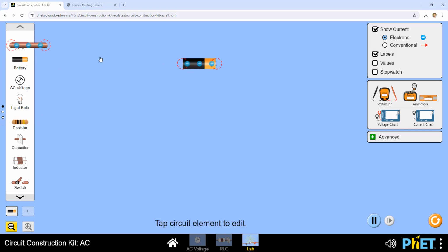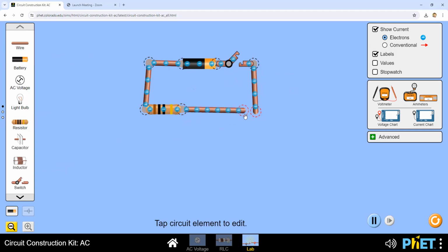So let's put our battery in. I like to put a switch. You don't have to, but I like to put it there just so I can turn it off and on. So I'm going to make our resistor here, and I'm going to put another one in parallel with that. So I'll put it down here.